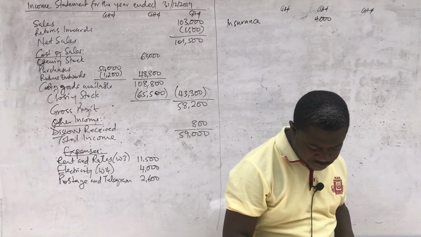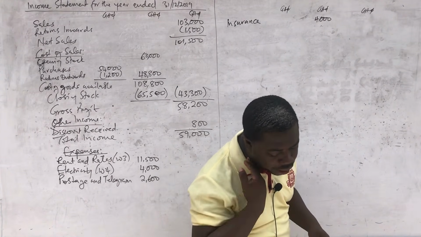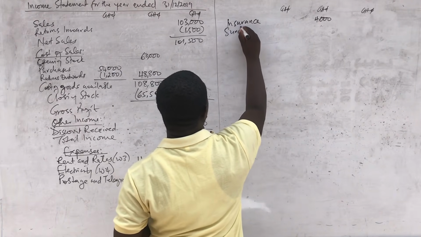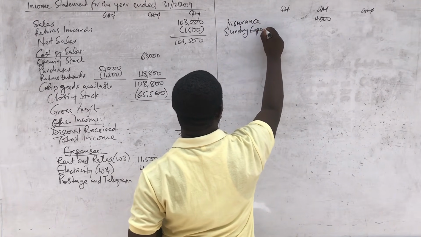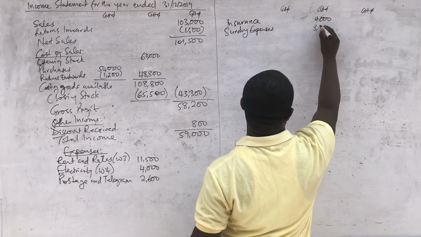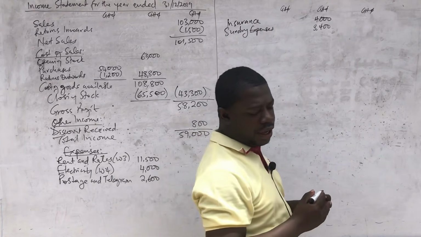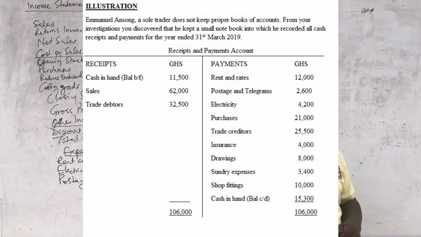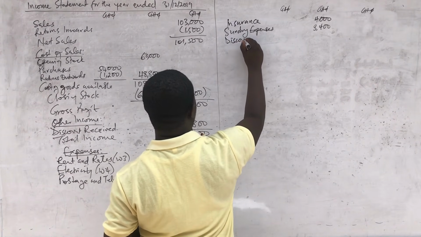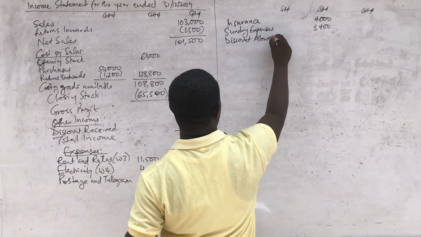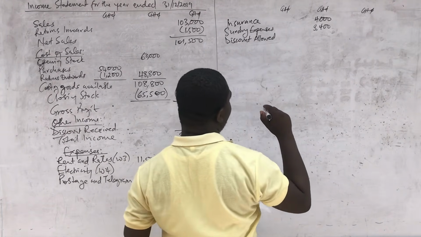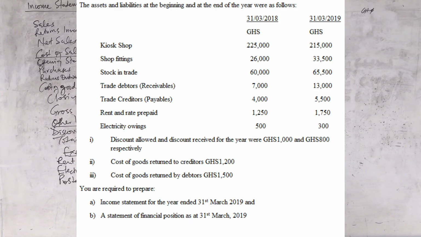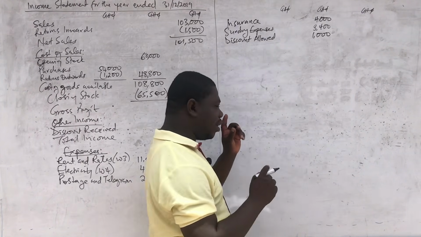And then there is sundry expenses of 3,400. So sundry expenses 3,400. So now that we have the sundry expenses, I think we are done with what is on the credit side of the receipt and payment account. But let us remember there was discount allowed as well in the question. Once we have brought discount received as other income, we have to remember to bring discount allowed. And the figure for discount allowed is 1,000. So that should have been all for the expenses.